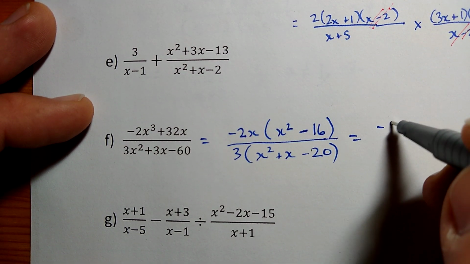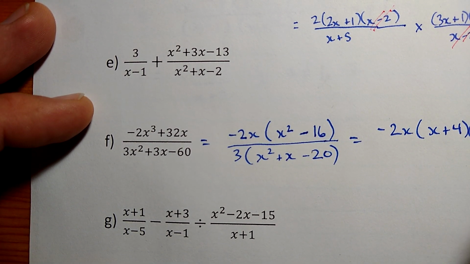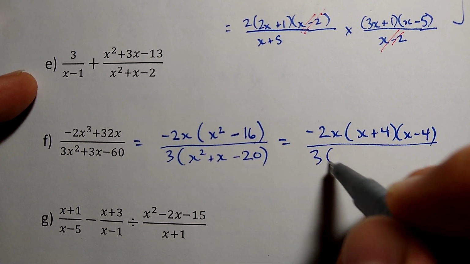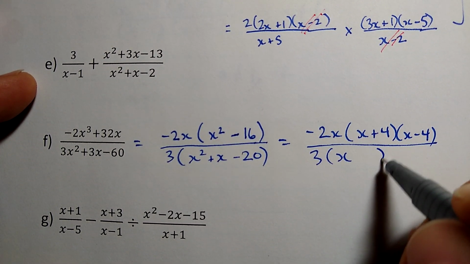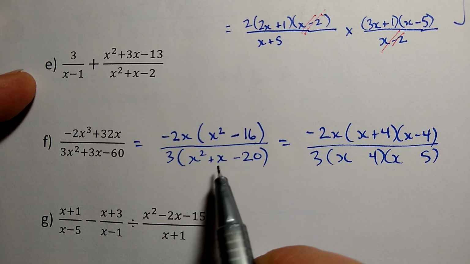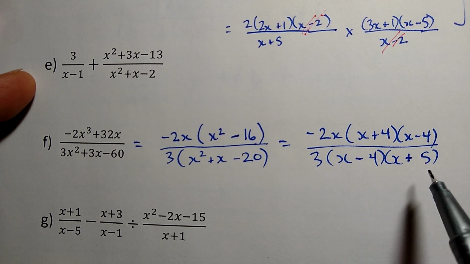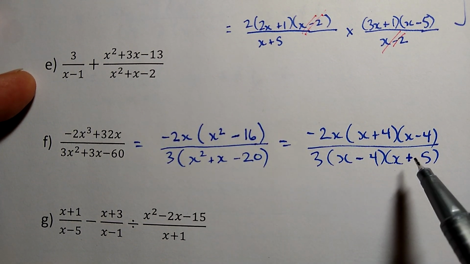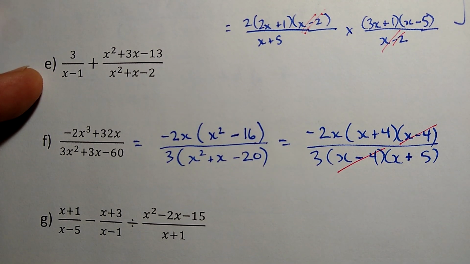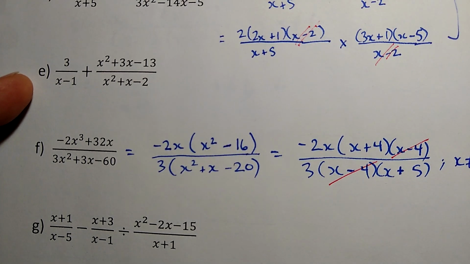Okay, so negative 2x, x plus 4, x minus 4. On the bottom, 3, x minus 4, x plus 5. And let's see, this is positive, so we need to have a positive 5 and a negative 4. That way they balance a little bit to the positive. Okay, cool. Now let's do some canceling. I can cancel there, adding the restriction that x can't be equal to 4.